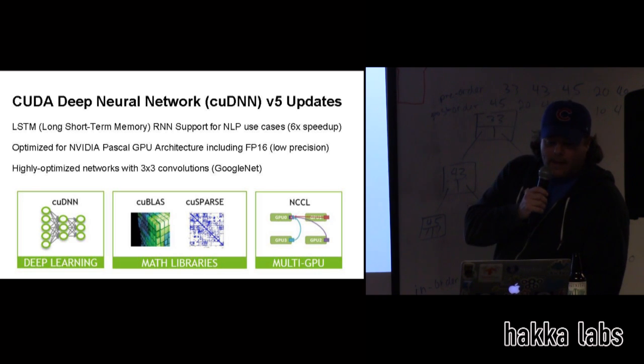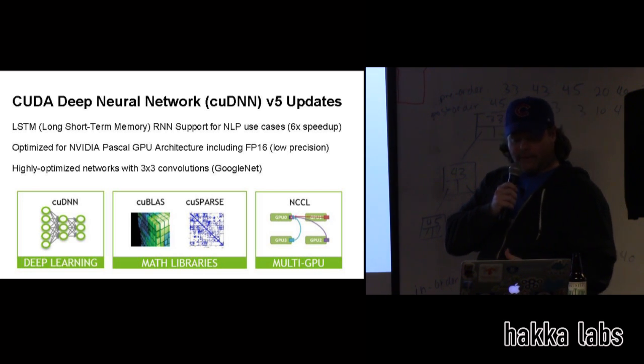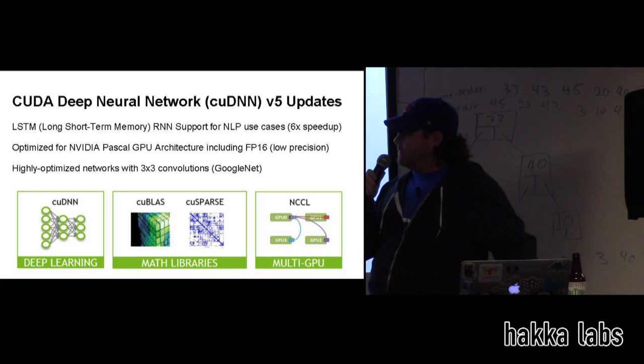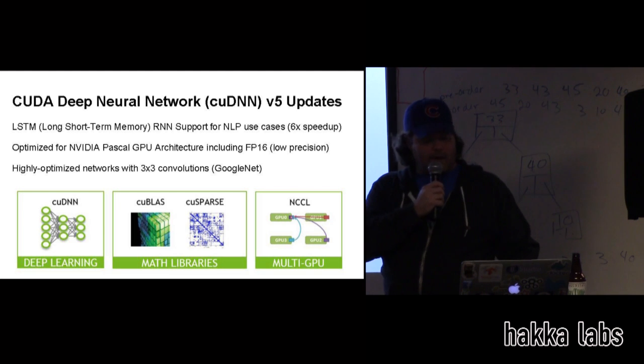They spend a lot of time optimizing 3x3 convolution specifically. Does anyone know why they focused on that? Because it's the most common? Okay.